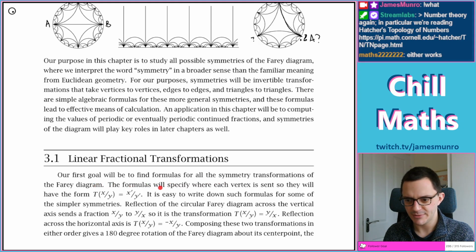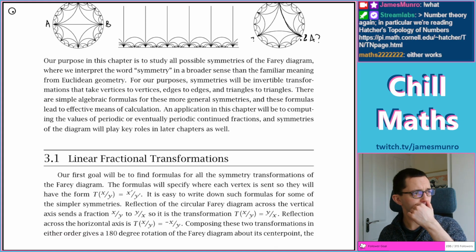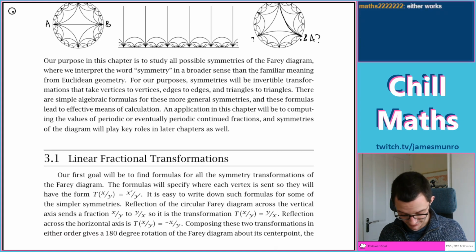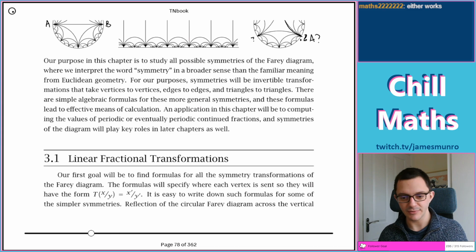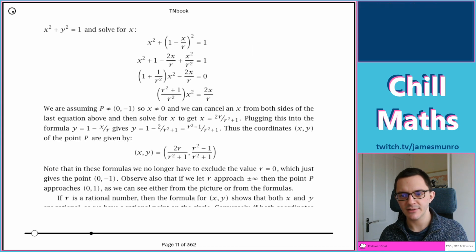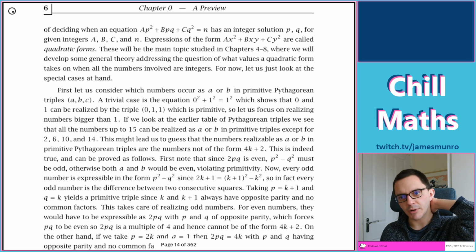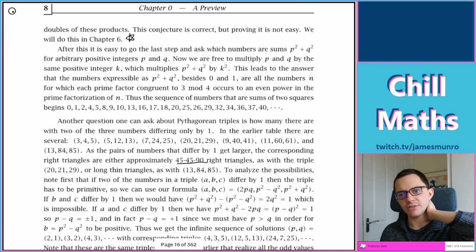Good. Specify where each vertex is sent, so have a form transforming x over y, I want to see this fraction x prime over y prime. Reflection of the circular fairy diagram across the vertical axis is times fractions upside down. I do want to go and look at that picture of the fairy diagram now, don't I? Because they're now talking about obvious transformations. It was somewhere back here. No, that's way too early. A little bit further on. Start of chapter 1. That's what I want to find. Still in the preview.